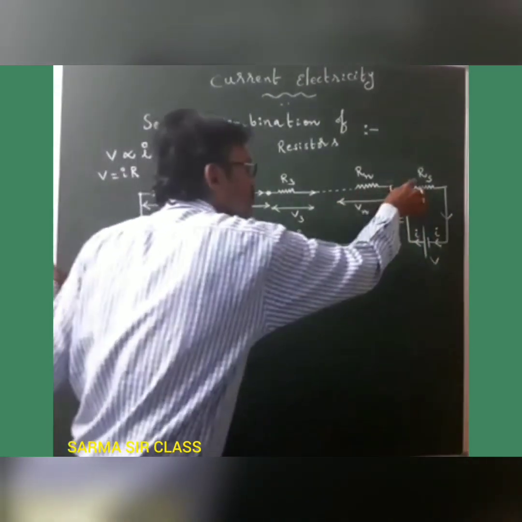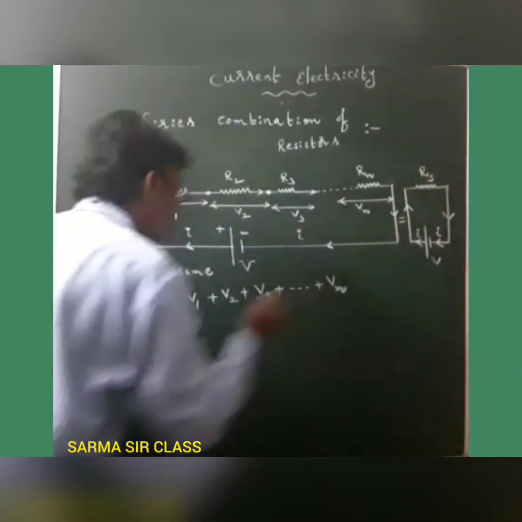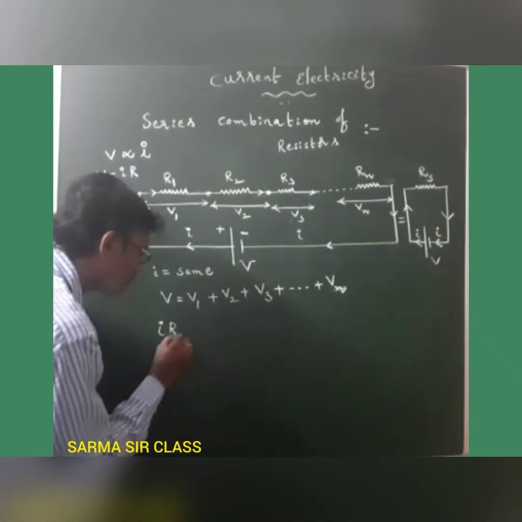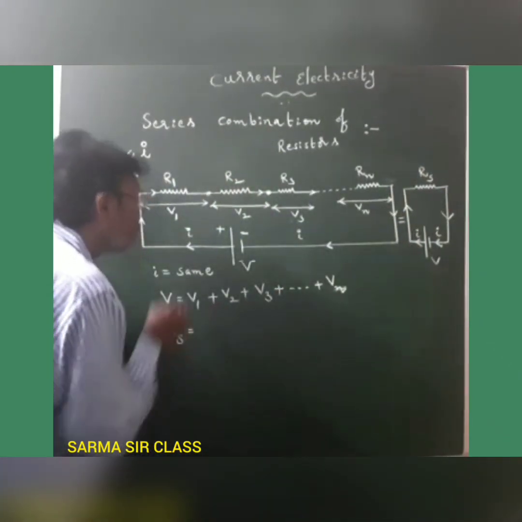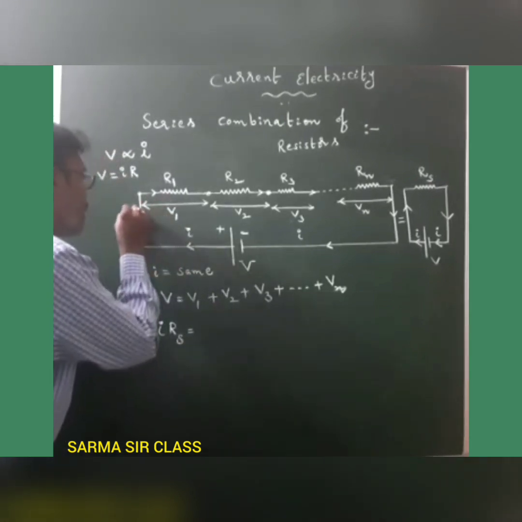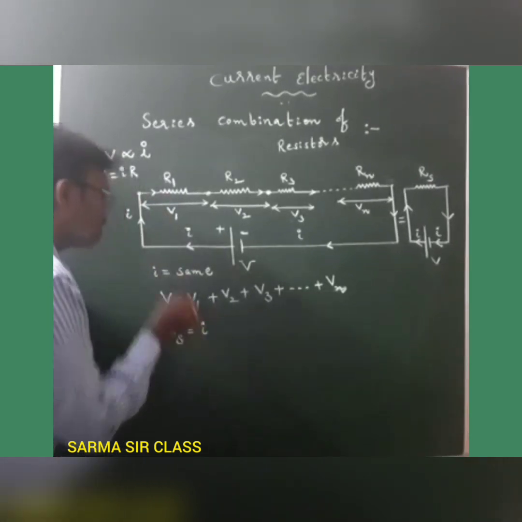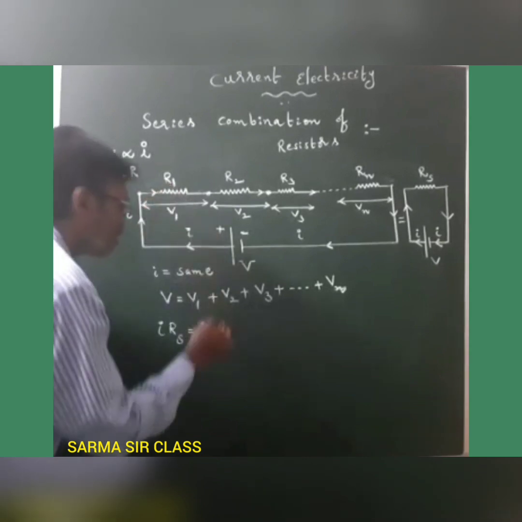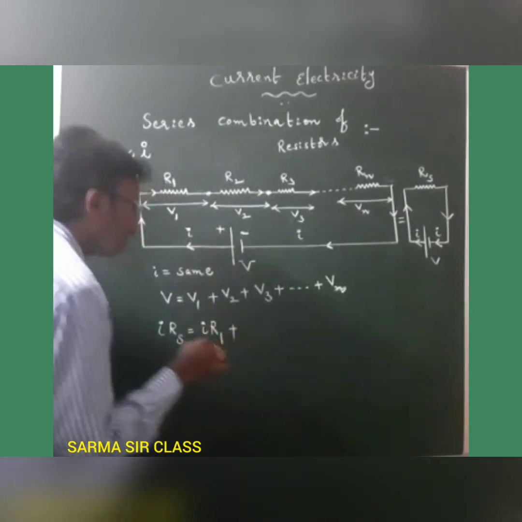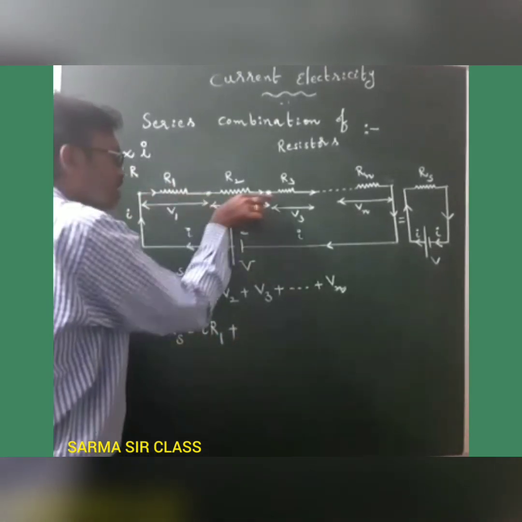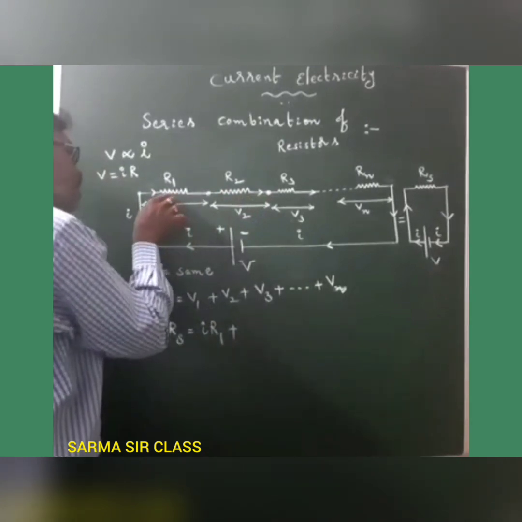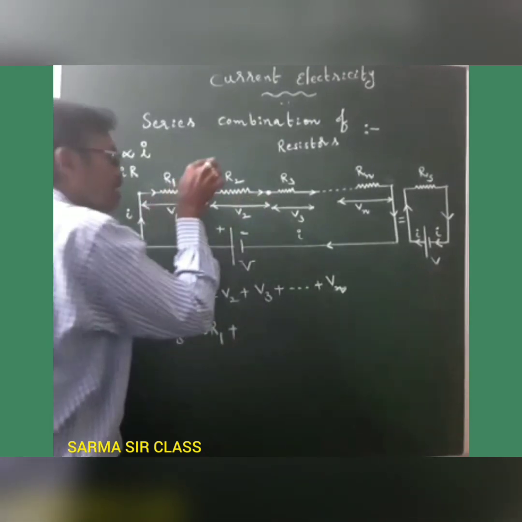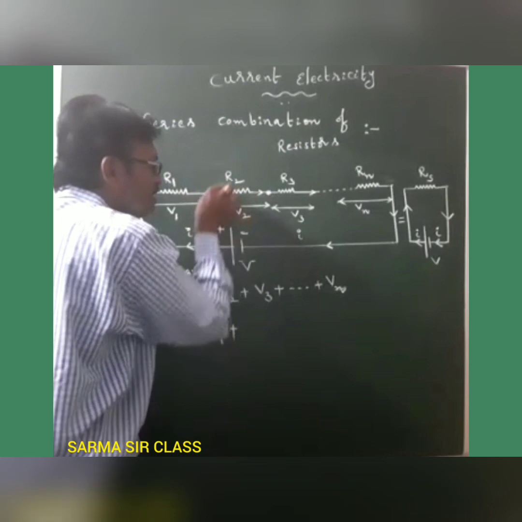What is the resistance of the equivalent circuit? Rs. I into Rs is equal to V1. What is the current? I. What is the resistance of the first resistor? R1 plus... The current passing through every resistor is the same. So whatever current passes through the first resistor, the same current passes through the second resistor also.